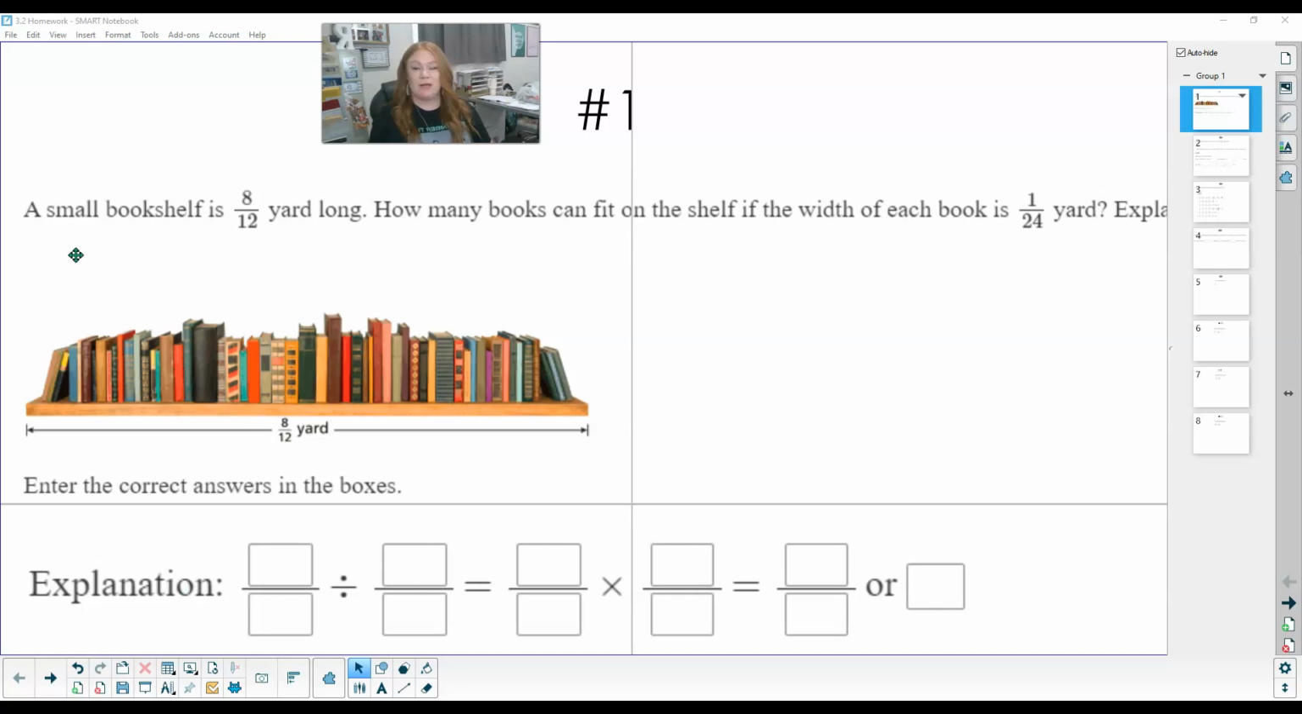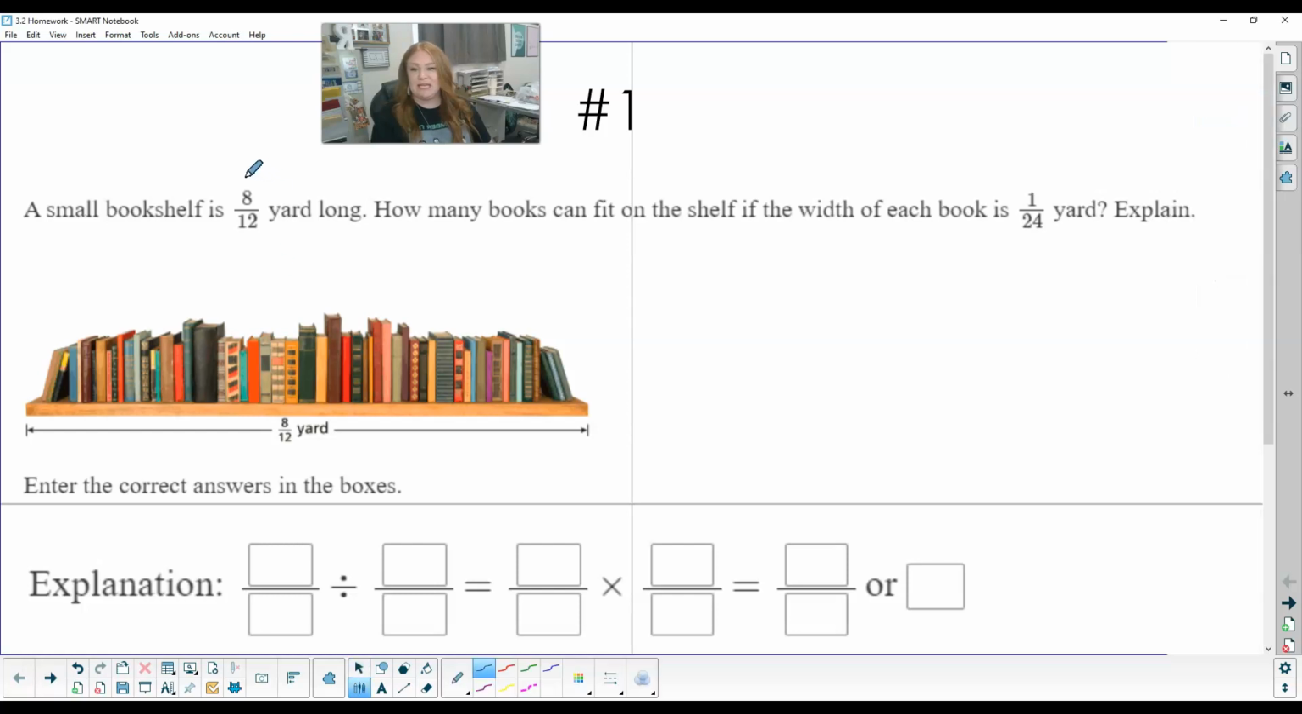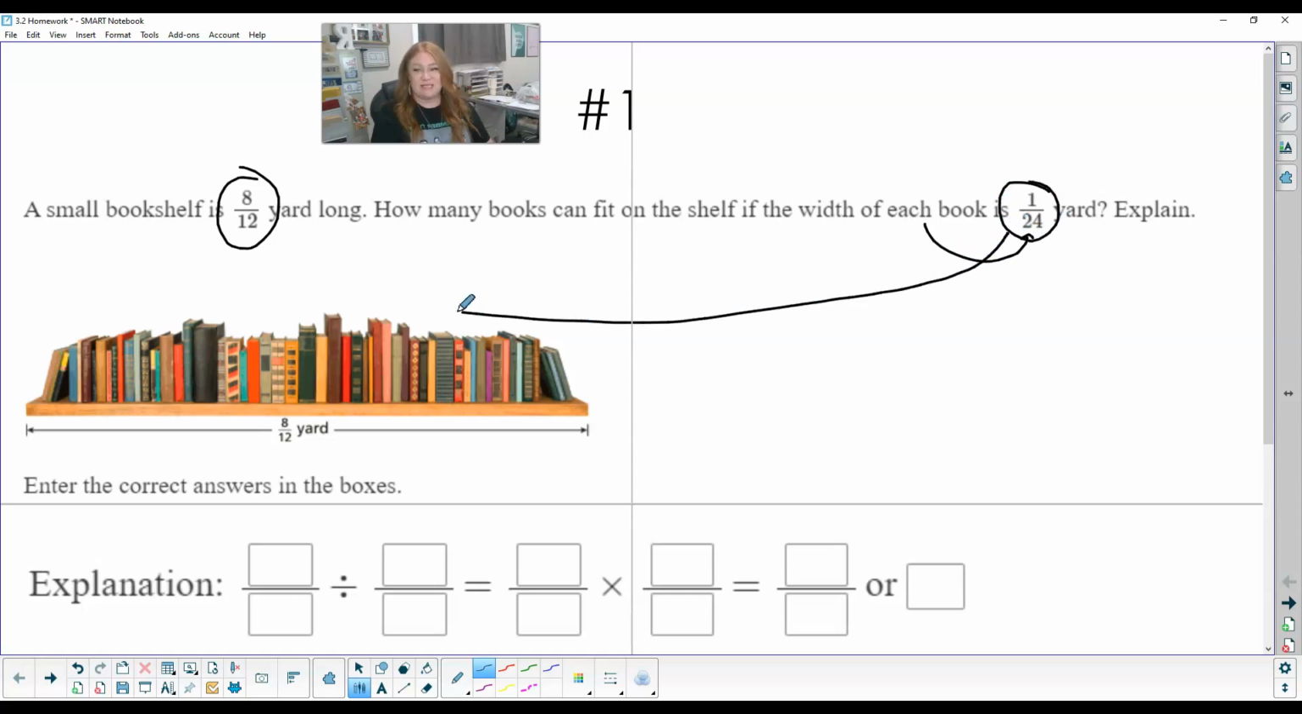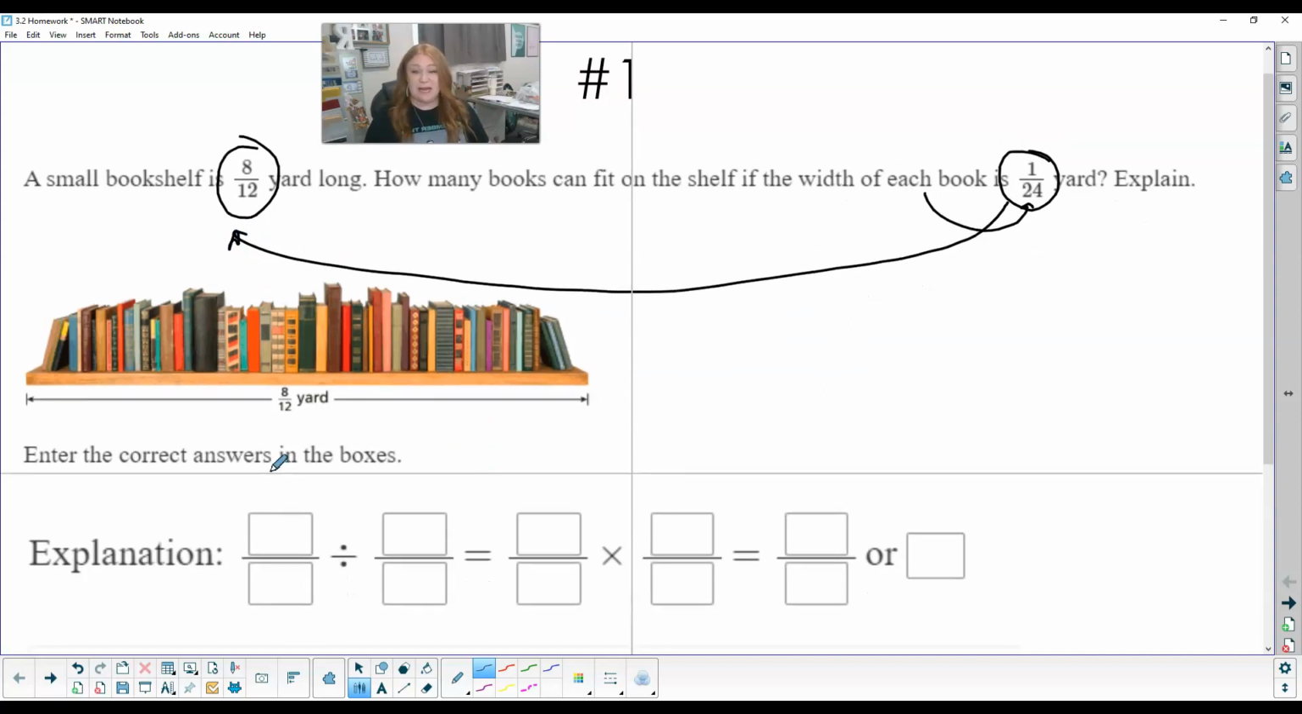All right, number one on 3.2 homework tells us that a small bookshelf is 8/12 yard long. How many books can fit on a shelf if the width of each book is 1/24 yard? So each book is this long. How many of these fit into this? And we're going to explain. An explanation is a great way, like showing your work, to do that.